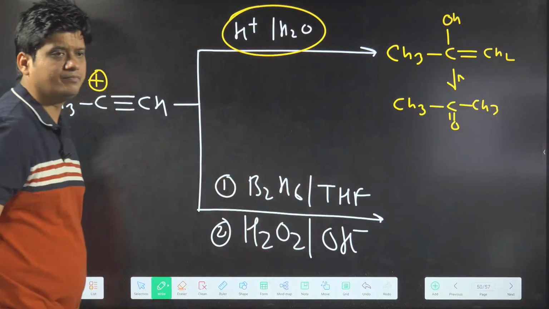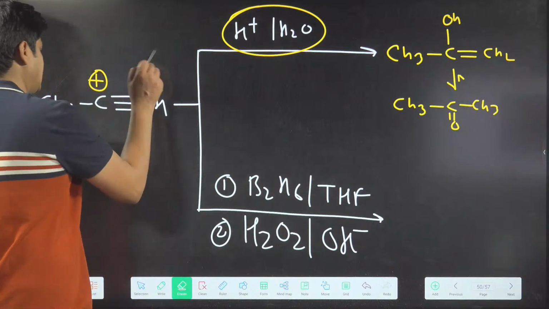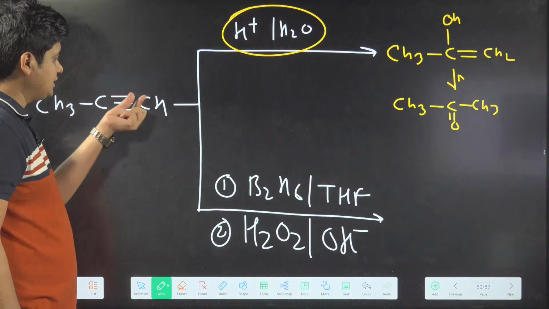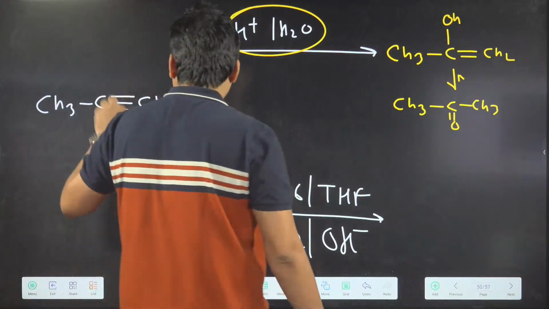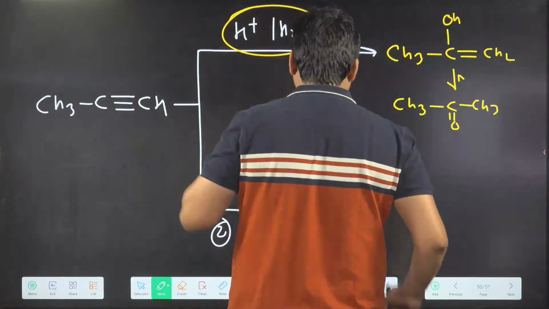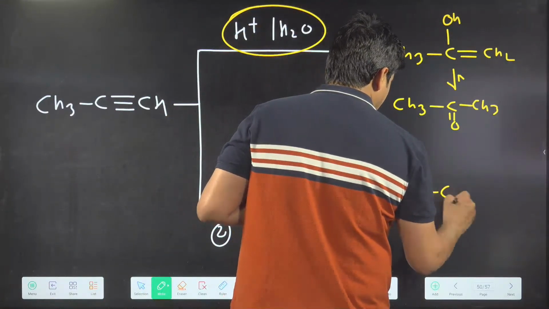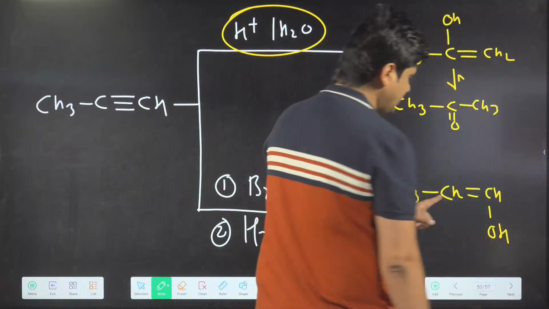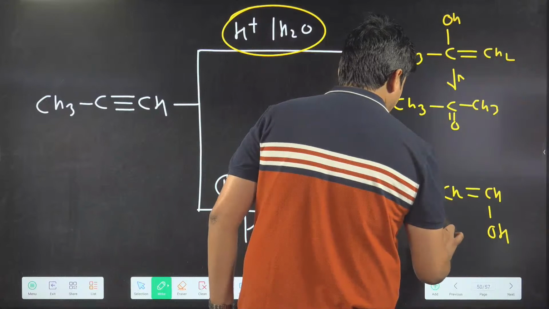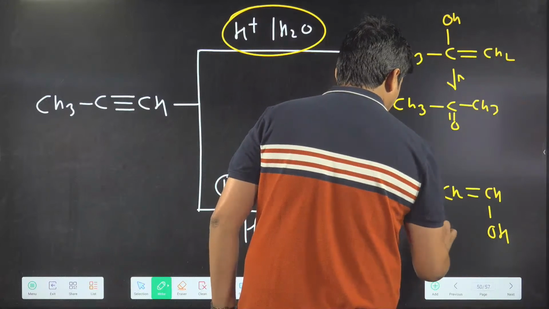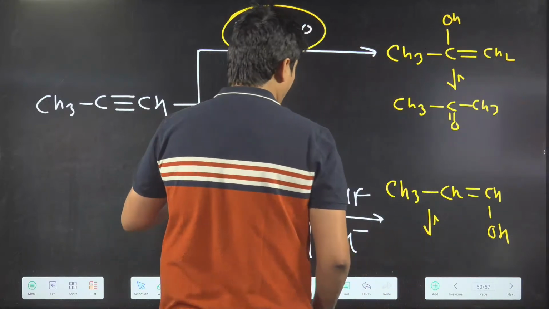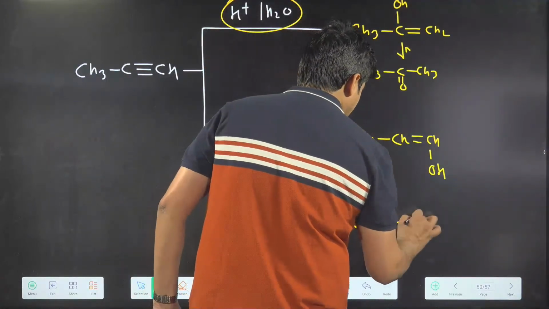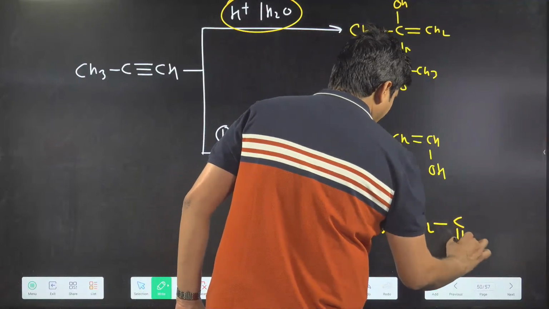B2H6 is given. Just opposite. Plus is more stable on this, and it is less on this, so bind OH there. You have to bind OH to this place. Opposite of this reaction. What will happen? You will get CH3, CH double bond, CHOH. Again it is going for tautomerism, same as the previous condition. After tautomerism, you will get the product CH3, CH2, C double bond O, H.